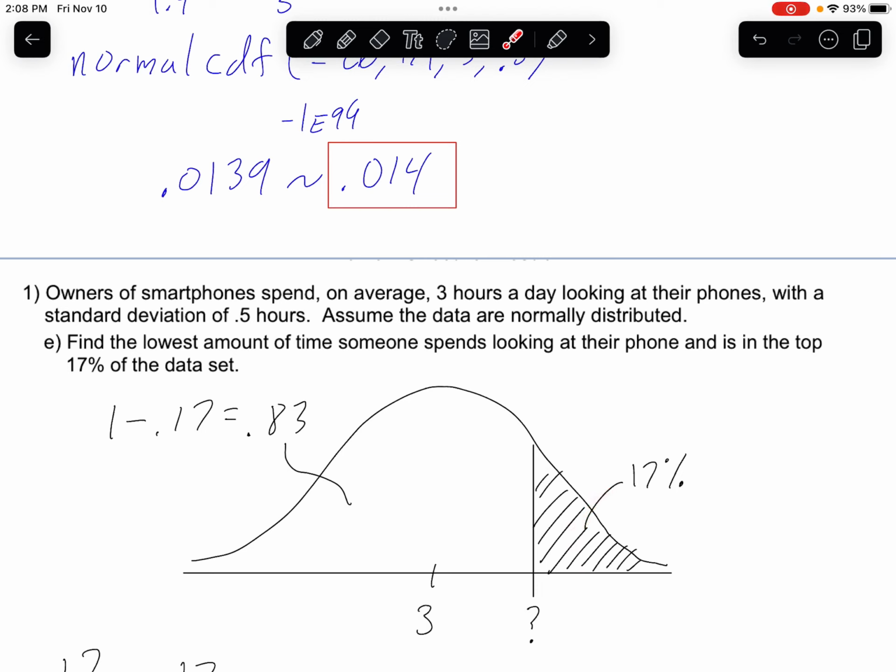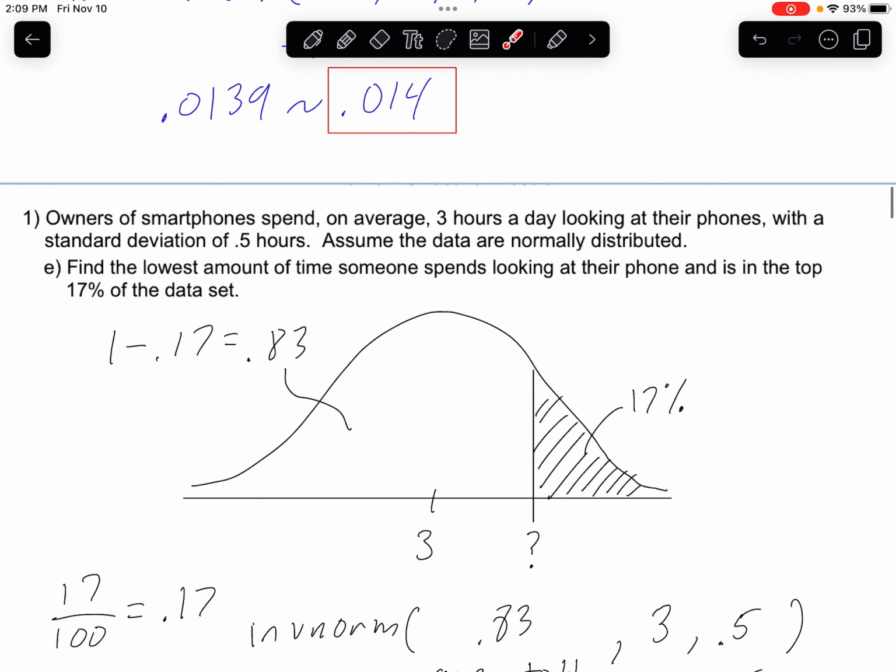And this shaded region is going to be given to us by the problem. The lowest amount of time someone spends looking at their phone and is in the top 17%. The word top is important because that essentially tells us which direction to shade in. The top portion, remember, the normal distribution sits on top of a number line that has infinity at the right-hand side, negative infinity at the left-hand side. So top means towards the right because those are the greatest values, those are the highest values. So we have the top 17% over here.